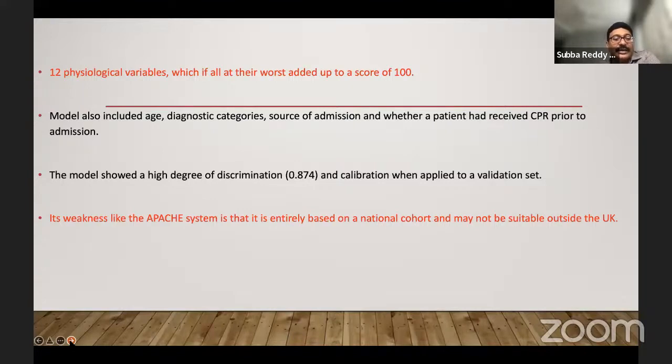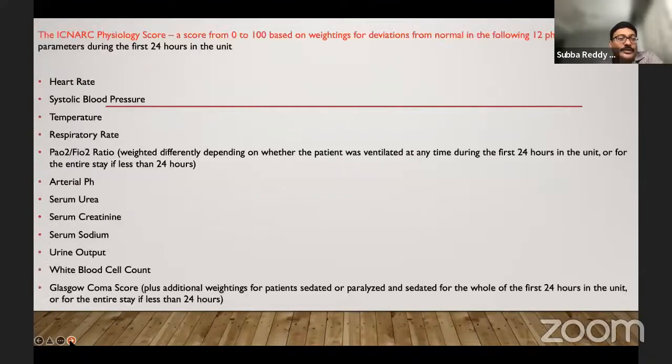So its weakness, like the Apache system, is that it is entirely based on a one-nation cohort and may not be suitable for hospitals outside the UK. Looking at that ICNARC physiological score, again, the parameters are the same: heart rate, systolic BP, temperature, respiratory rate, easy to remember. All these parameters we can commonly monitor, and they are the same in Apache, in SAPS, in ICNARC. In mortality prediction these are different, but in these three scoring systems the physiological variables are almost the same.